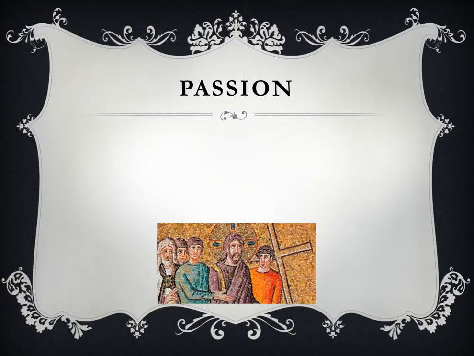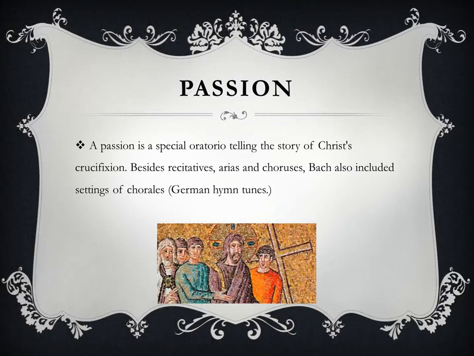A Passion was a special oratorio which was telling the story of Christ's crucifixion. Besides the recitatives, arias, and choruses, Bach also included settings of chorales, which are German hymn tunes. And again, the Passion of the Christ was all about the crucifixion. So they were like an oratorio, but unlike the oratorios, they were specifically centered around Christ and his crucifixion.